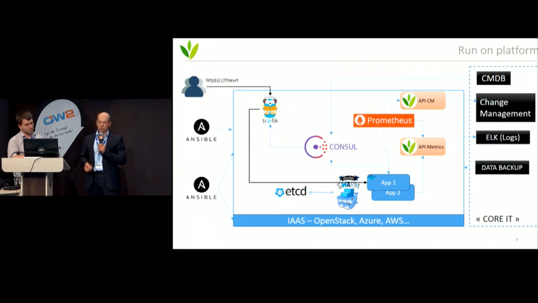We want to have an application which is designed from the beginning to be interfaced with monitoring aspects, change management tools, logging, tools like data backup, and also CMDB tools. So we want to introduce from the beginning of the development process all the needed tools to interact in the run process, and to be more DevOps than we are today. Also, to be able to run on every IaaS and every PaaS. This was one of the constraints we had from the start.